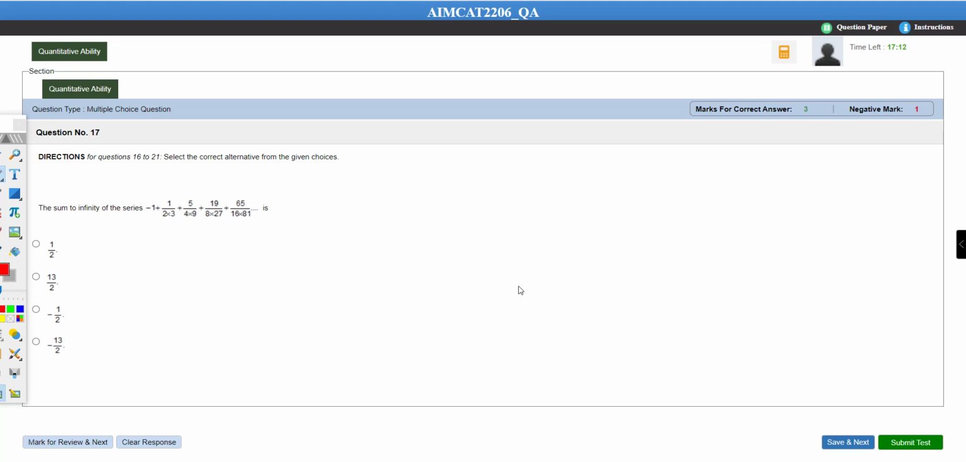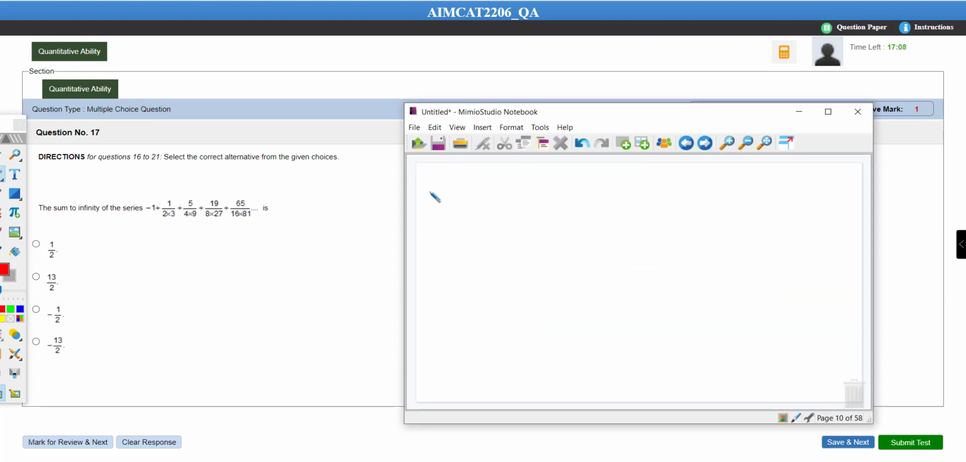Find the sum of the infinite series. This looks easy, let's do this. Over here, 1 minus 1 is there, plus 1 divided by 2 by 3, we can write 1 by 2 minus 1 by 3. 5 divided by 4 by 9, we can write 1 by 4 minus 1 by 9. Then 19 divided by 8 by 27, we can write 1 by 8 minus 1 by 27, and then 1 by 16 minus 1 by 81, and so on.